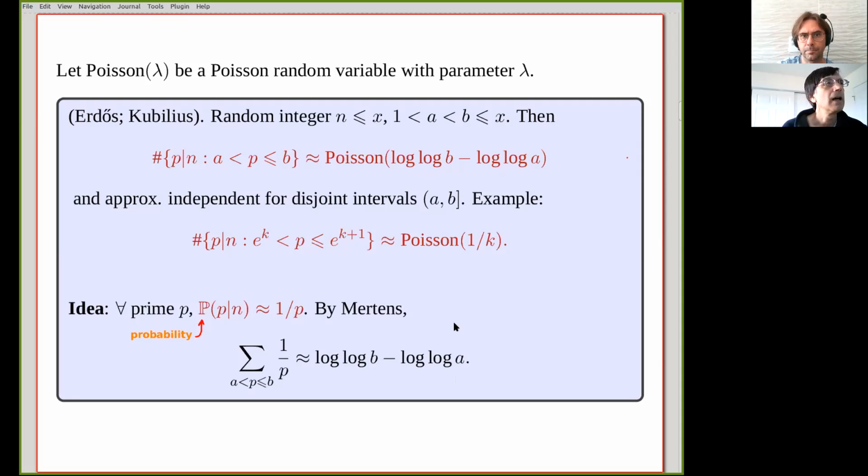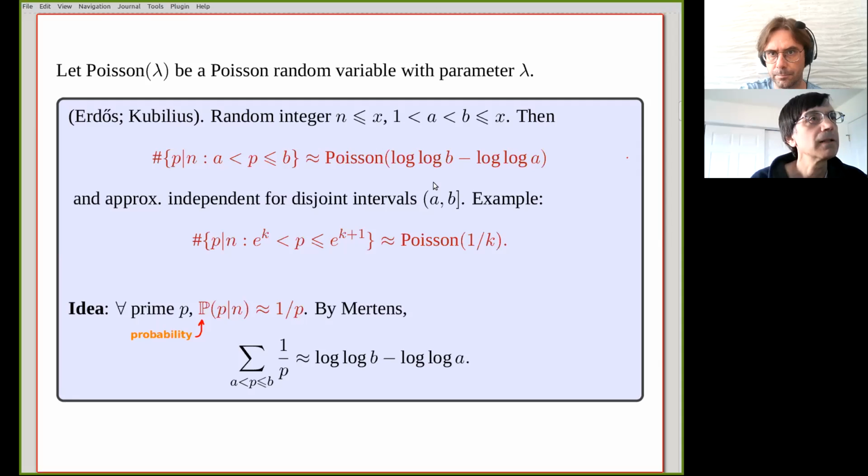And Kubilius, using the sieve, found a very general form of this, which implies in particular that this independence works for many intervals at the same time, provided that you stay away from x. So if b is say x to the little o of 1, then this will be true. Otherwise, there's a slightly different distribution. But for the moment, we'll just take this as a basic property of prime factors.